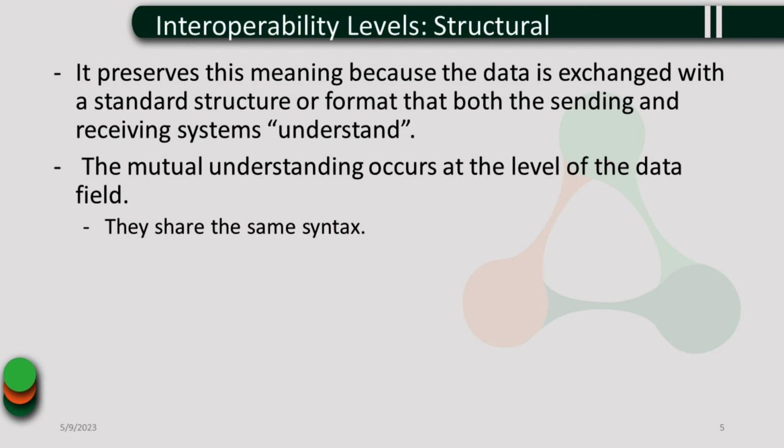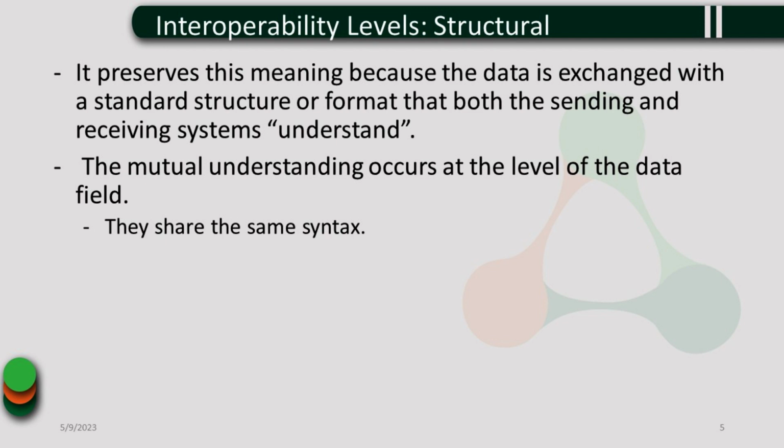Level 2, structural, intermediate. Also called syntactic interoperability, this kind of interoperability preserves the original context and meaning of the data sent from one system to the other. It preserves this meaning because the data is exchanged with a standard structure or format that both the sending and receiving systems understand. The mutual understanding occurs at the level of the data field. They share the same syntax.